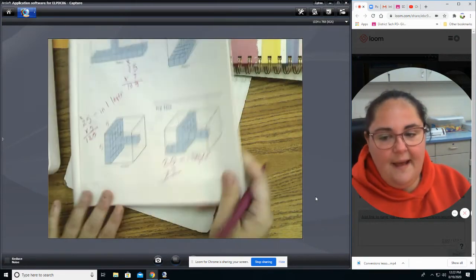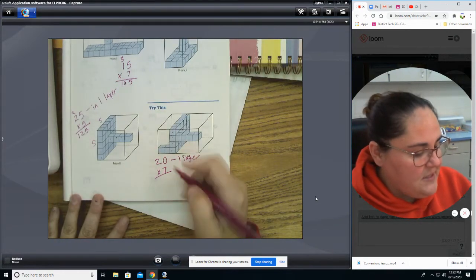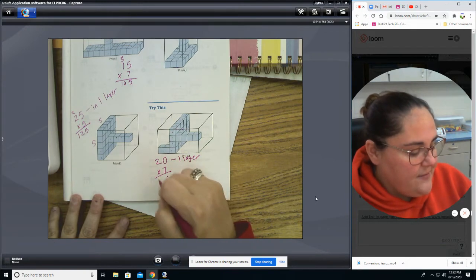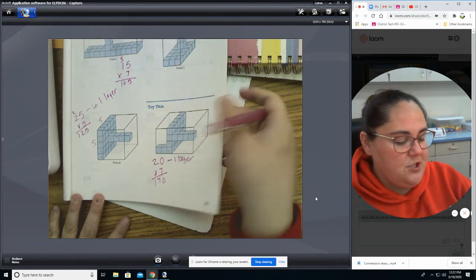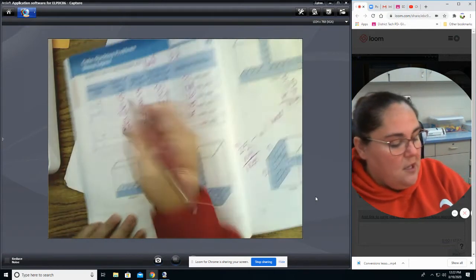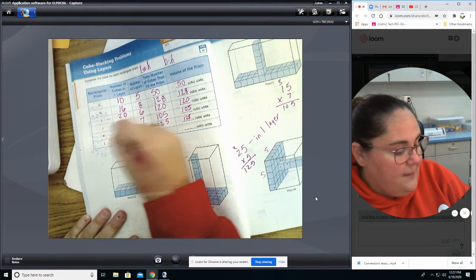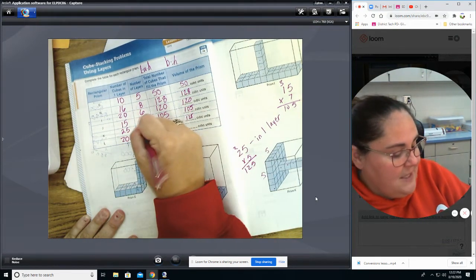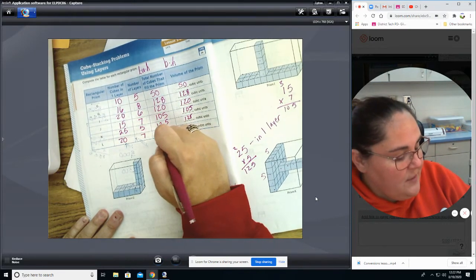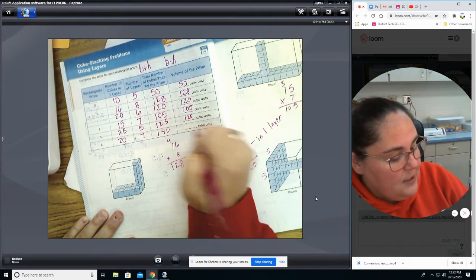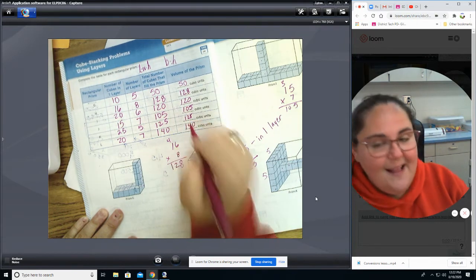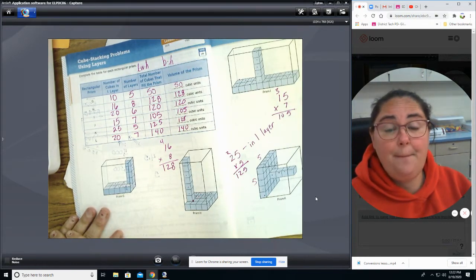And finally, my last one, we said it's 20 by 7. 7 times 0 is 0. 7 times 2 is 14, so it should be 140. So one layer should have 20 pieces. There are 7 layers, so total that's 140 cubic units. That is the answer that you should have had for this page.